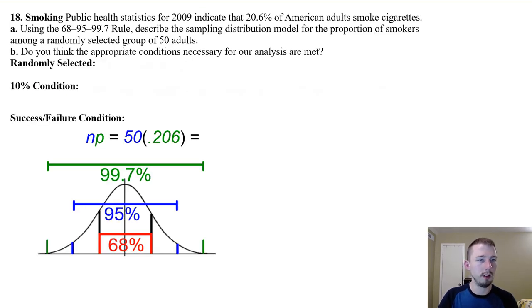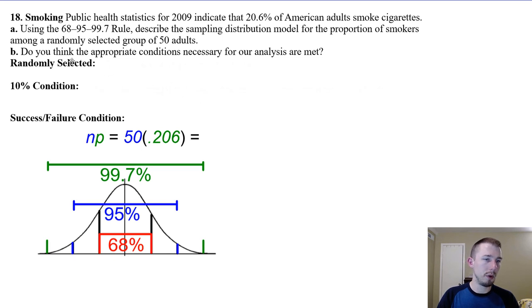Number 18. Smoking. Public health statistics for 2009 indicate that 20.6% of American adults smoke cigarettes. Using the empirical rule, describe a sampling distribution model for the proportion of smokers that are randomly selected out of a group of 50 adults. Do you think the appropriate conditions necessary for our analysis are met?